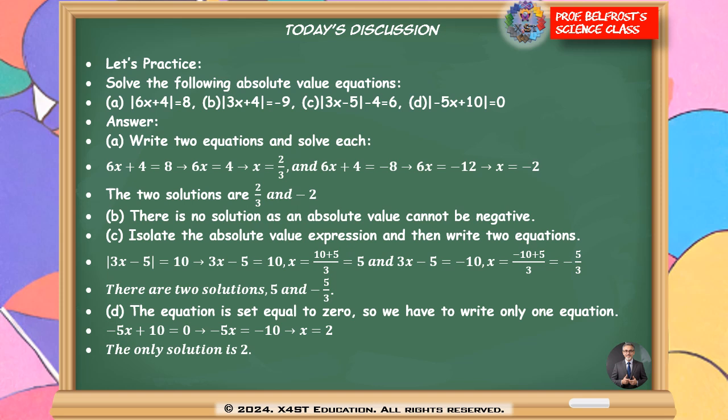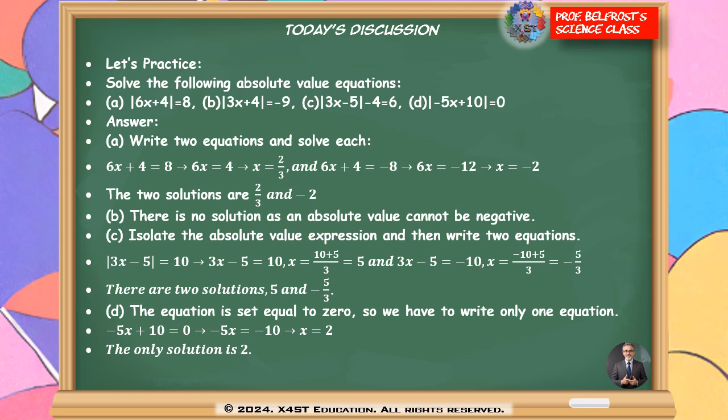Let's practice with some cases. For the first problem, we see that the right side is positive, so no problem, we just need to follow the steps. 6x plus 4 equals 8 and 6x plus 4 equals minus 8, and then simplify them. So there are two solutions. How about b, the absolute value of 3x plus 4 equals minus 9? It's very clear that this is not possible. Absolute value will never be negative, so this has no solution.